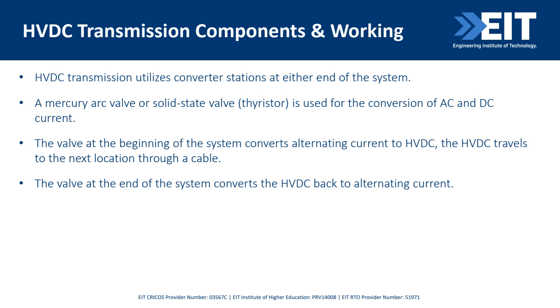So the valve at the beginning of the system converts this AC to HVDC, and then HVDC travels to the next location through the wires or conductors, and then valves at the end of the system convert this HVDC back to AC, and we can use it in our homes, offices, or industry, or wherever we'd like to use it.